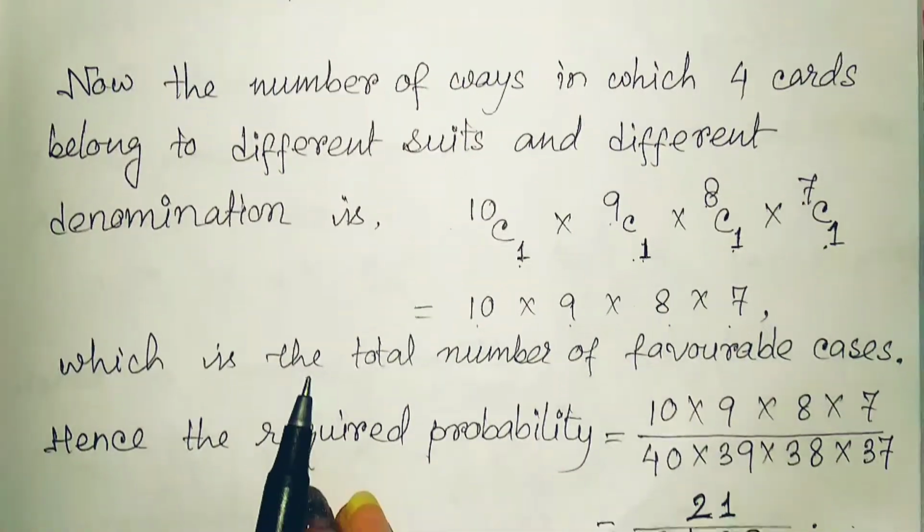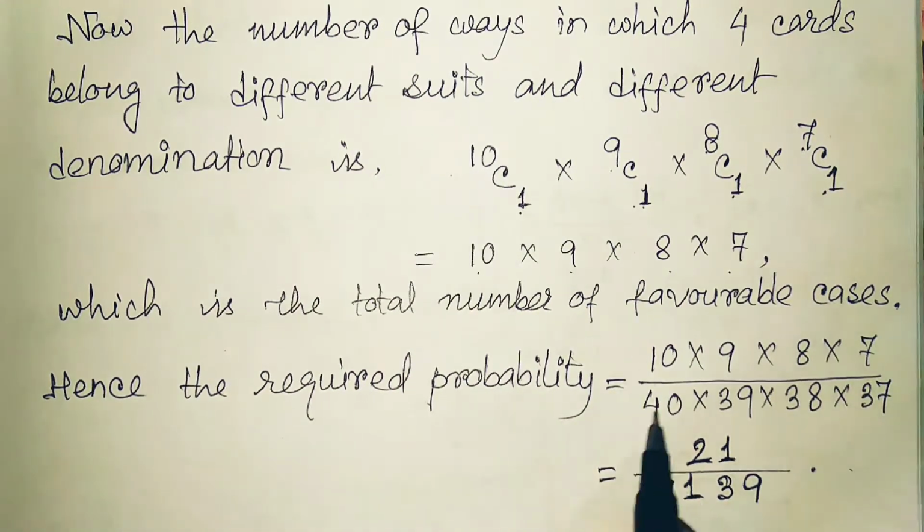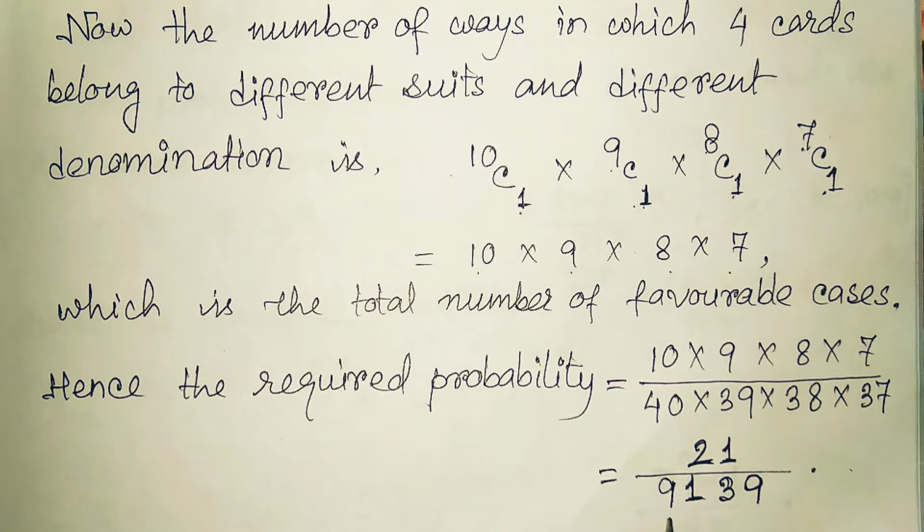So which is the total number of favorable cases? Hence the required probability is the favorable cases divided by the total number of cases. So it is 21 divided by 9139. This is the answer.